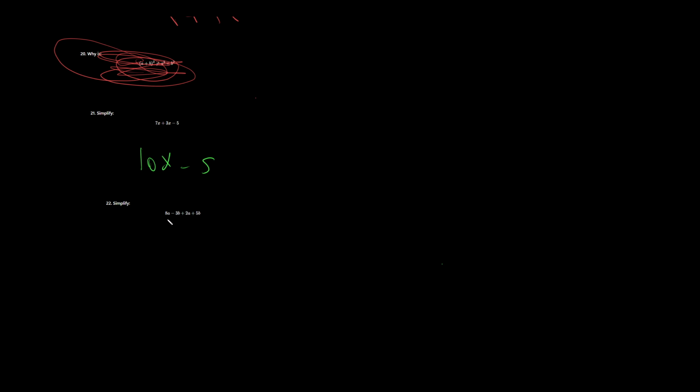So we have 8a in the equation, and then we're adding another 2a, so it's going to be 10a, and we're taking away 3b, but then we're adding 5b, so we're adding 2b. So we get 10a plus 2b.